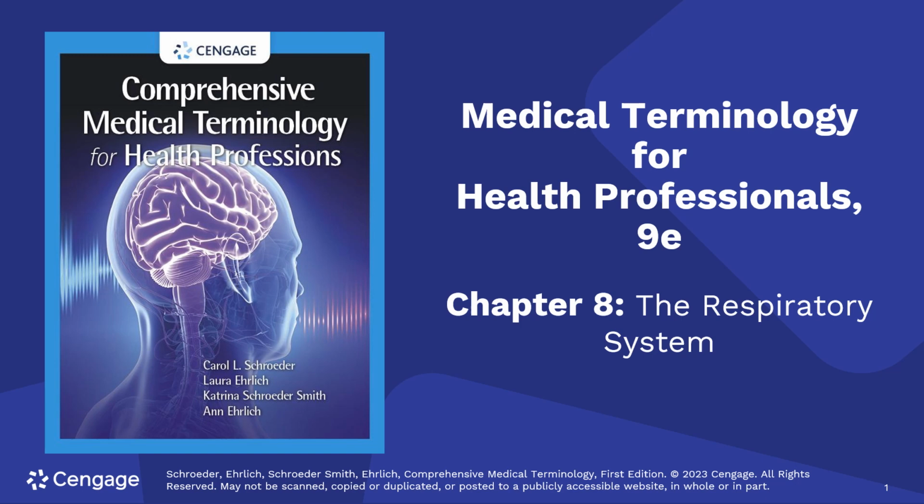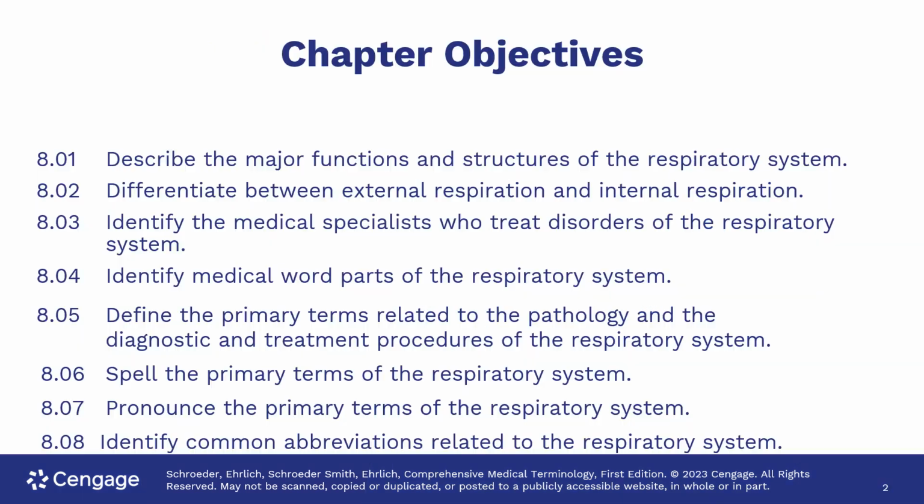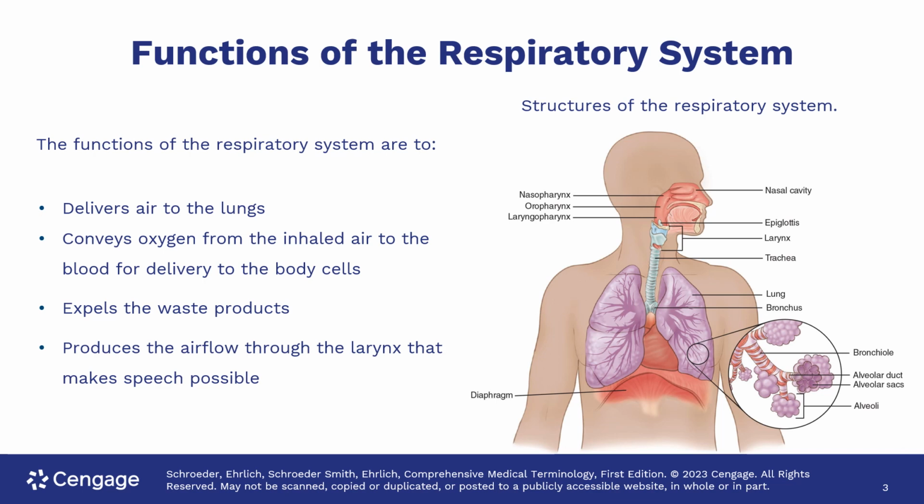The respiratory system. Look at all those objectives. What does the respiratory system do? Delivers air to the lungs that then allows for the blood to be oxygenated and delivered to the cells.